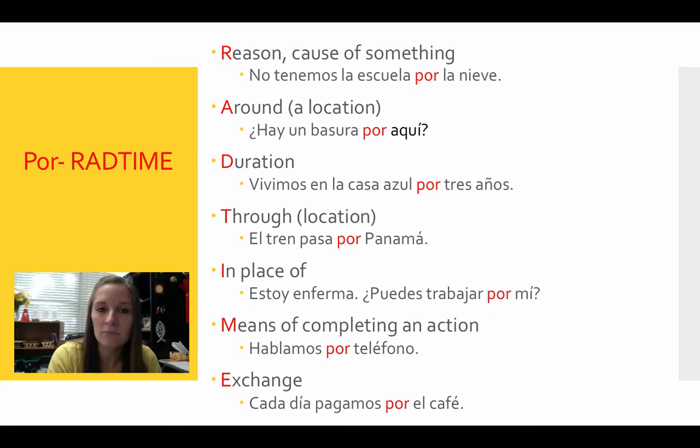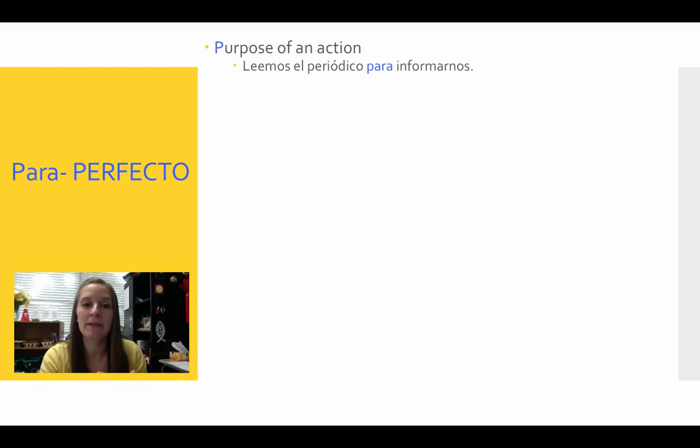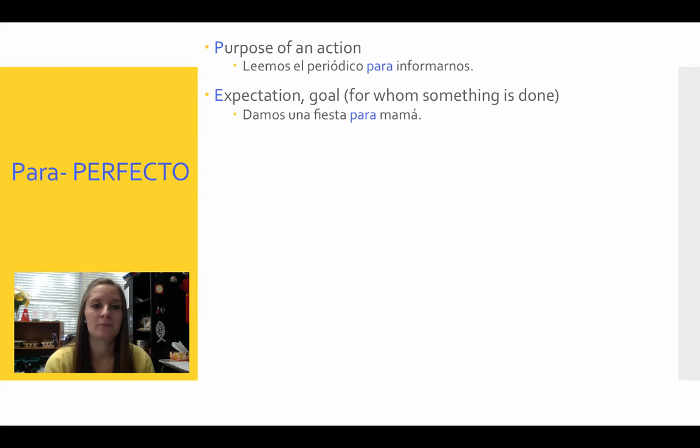Bueno. Okay, RADTIME, por. Ahora, para, perfecto. Okay. The P stands for purpose of an action. Leemos el periódico para informarnos. So the point of reading the newspaper is to be informed. So the purpose. So para can also be in order to, which is kind of this idea, the purpose, in order to know something more. The E stands for expectation or a goal, the idea of for whom something is done. Damos una fiesta para mamá. The goal of the party is for mamá.